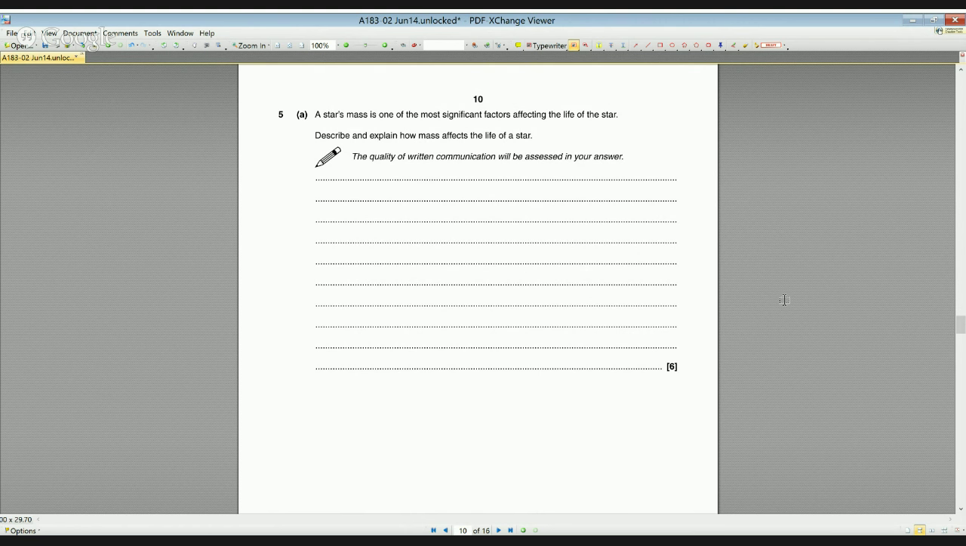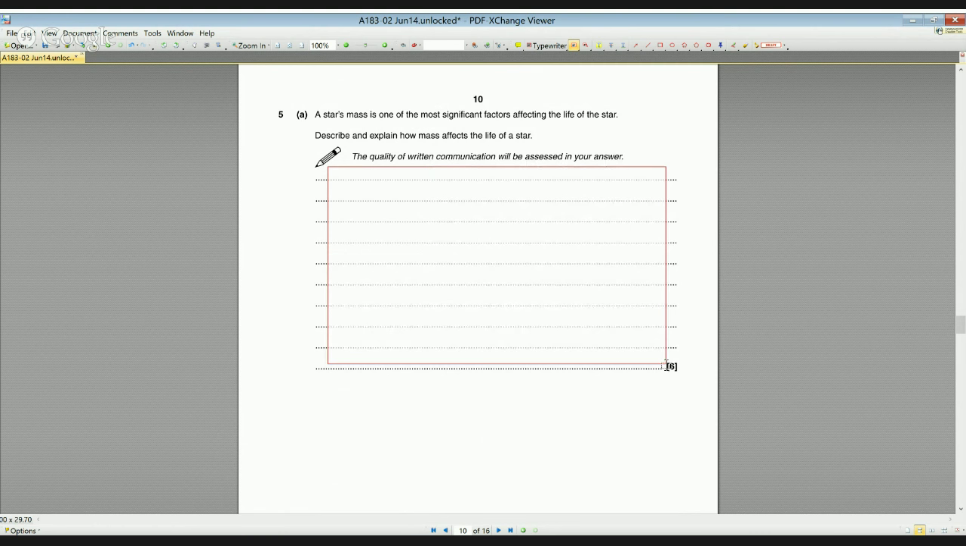I suspect a lot of students would have been limited to around about 4 marks in this, because they might have included one aspect of this explanation but not the other. And I'll show you what I mean, because there are 2 things the mark scheme was looking for here.